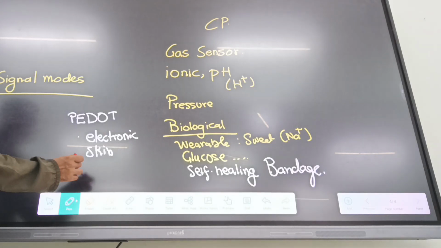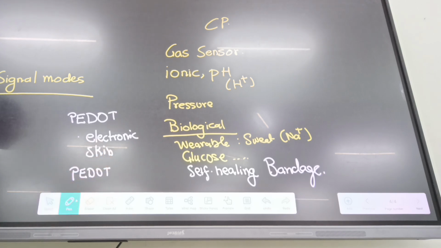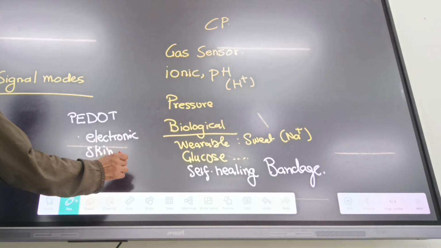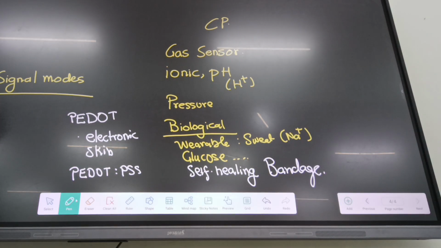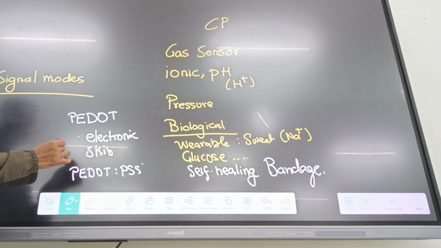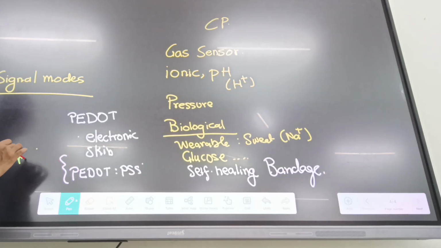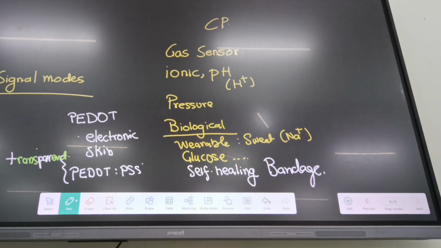PEDOT:PSS, which I discussed in the last class, when I was discussing the capacitance sensor. PSS is a negative property, like we add chlorine in semiconductors. So the interesting thing about this is it is transparent. So it can be applied to a place where the original color of the skin is visible.